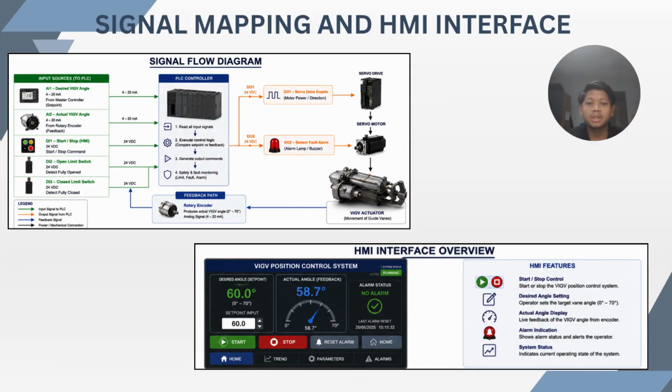As you can see below, this is an example of the HMI interface, which allows the operator to interact with the system. The operator can start or stop the system, enter the desired VIGV angle, monitor the actual angle in real time, and observe the system status and alarm condition. This interface enables simple operation while providing continuous monitoring of the VIGV position.